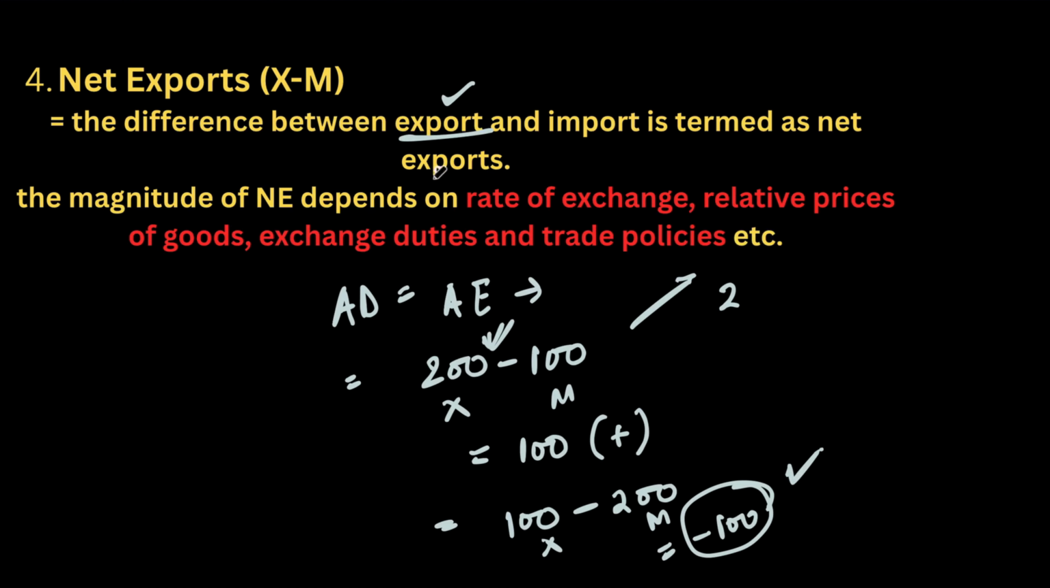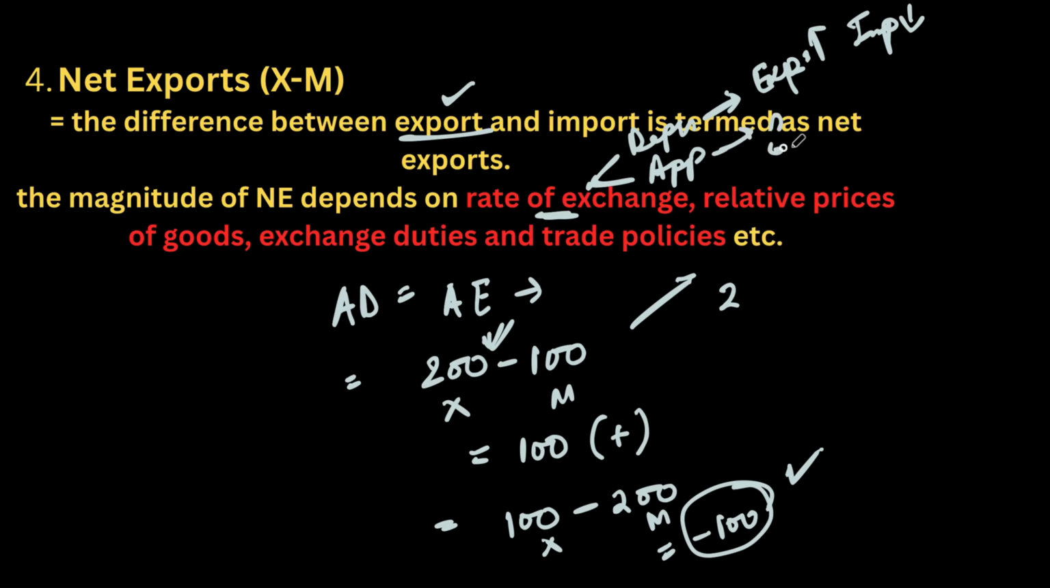Now what will this be dependent on? Whether people from outside your country will purchase more from you or less from you will be dependent on the rate of exchange, the impact of depreciation and appreciation. Whenever there is depreciation of a currency, people purchase more from such a country. So export for such a country will always increase and import will always decrease. And the impact of appreciation is the opposite.